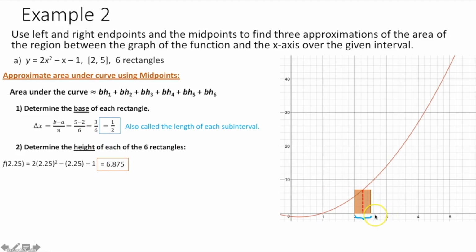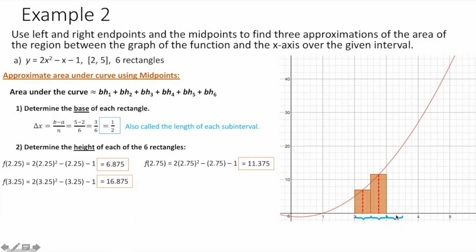My second subinterval goes from 2.5 to 3. That means I have to plug in 2.75, or 2 3/4, to the function for x in order to find the height that goes with that, which is 11.375. Third subinterval, 3 to 3.5, I have to plug in 3.25, or 3 1/4, to the function. I get 16.875 as the height of my third rectangle. Fourth rectangle goes from 3.5 to 4. Midpoint is going to be 3.75, or 3 3/4. I end up getting a corresponding height of 23.375 when I plug that into the function.